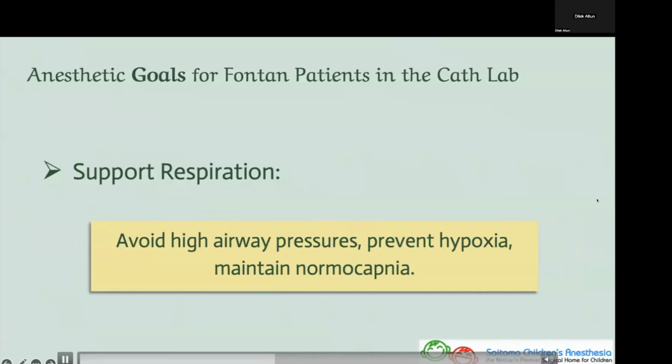The second key aspect of managing Fontan patients in the Cath Lab is to support respiration effectively. First, it's crucial to avoid high airway pressures. In Fontan physiology, pulmonary blood flow is passive, and elevated airway pressures can significantly impair it. Next, we must prevent hypoxia. Low oxygen levels increase pulmonary vascular resistance, PVR, leading to hemodynamic instability. Finally, maintaining normocapnia, normal carbon dioxide levels, is essential. Hypercapnia can also raise PVR, so careful management of ventilation and CO2 levels is necessary to maintain stable hemodynamics in Fontan patients.